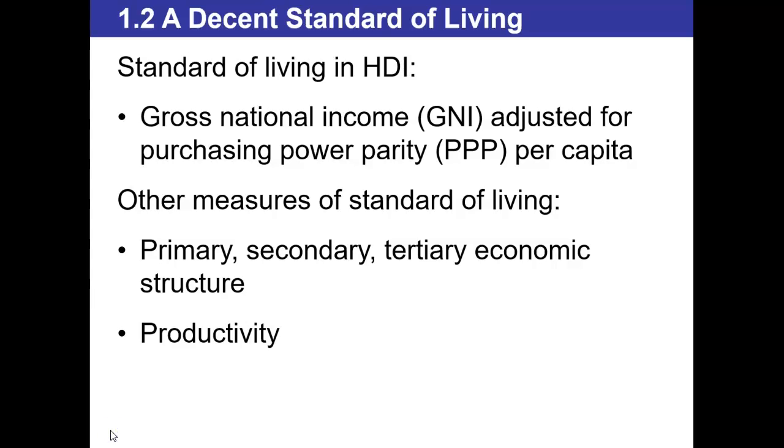Other measures of standard of living can be reflected in economic structures. In this case, we'll look at primary, secondary, and tertiary. With a primary structure, this means that most people are earning livings through agriculture, maybe mining, fishing, or forestry. These kinds of jobs are far more common in developing countries. The secondary sector has to do with industry. This is where manufacturing takes place, bringing raw materials and manufacturing them into consumer goods.